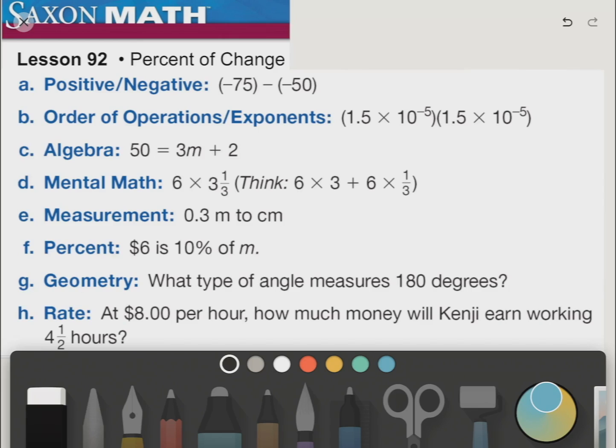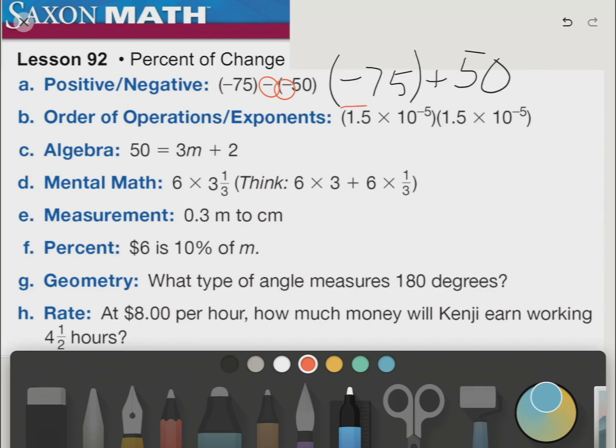Okay, so positive and negative numbers. We have two negatives, which essentially makes this negative 75 plus positive 50, which sends us this way on the number line to negative 25.